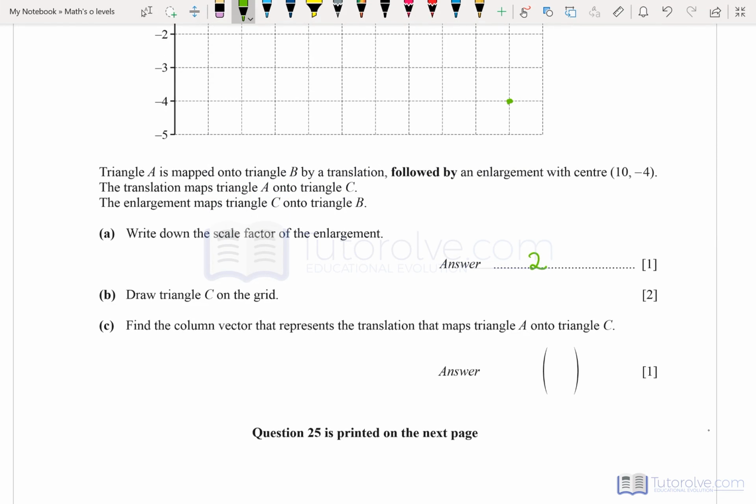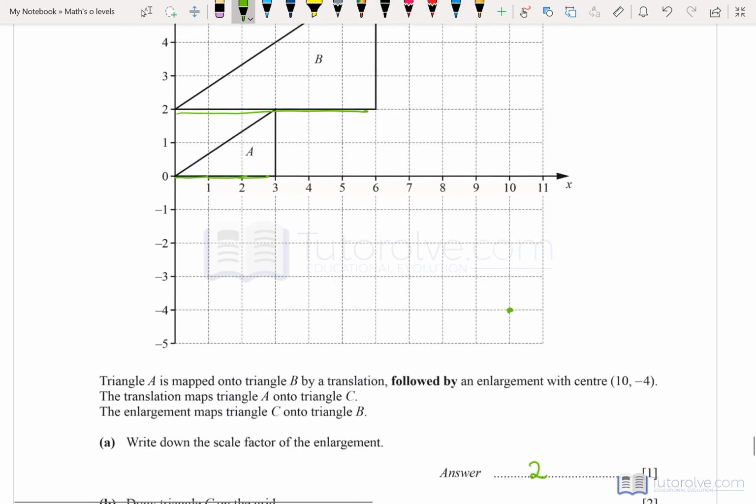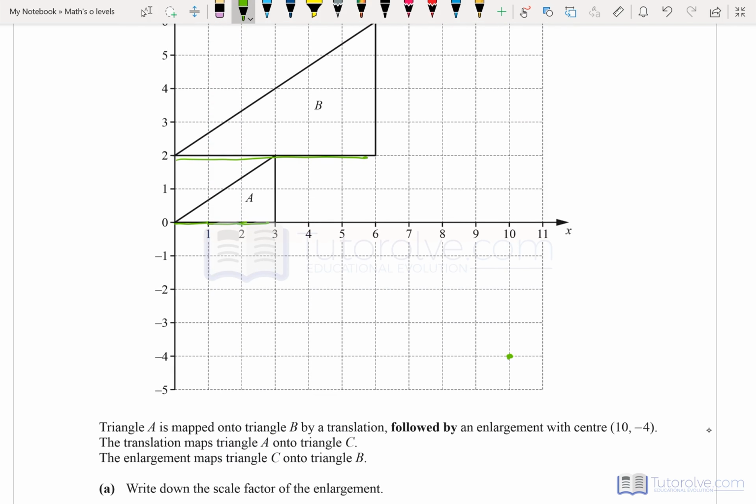So now we have to draw triangle C on a grid. So basically, if we trace back, because it's a translation of A and it's supposed to be smaller, if we trace back from the angle over here, we have a triangle with the following vertices. So this is basically going to converge over here.